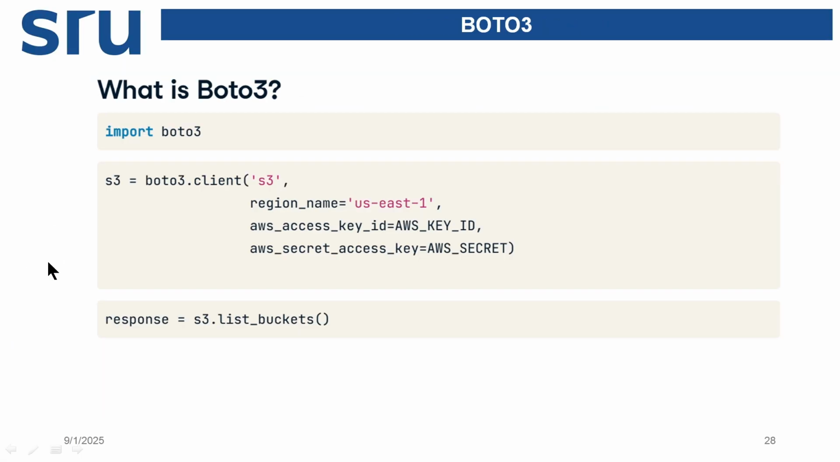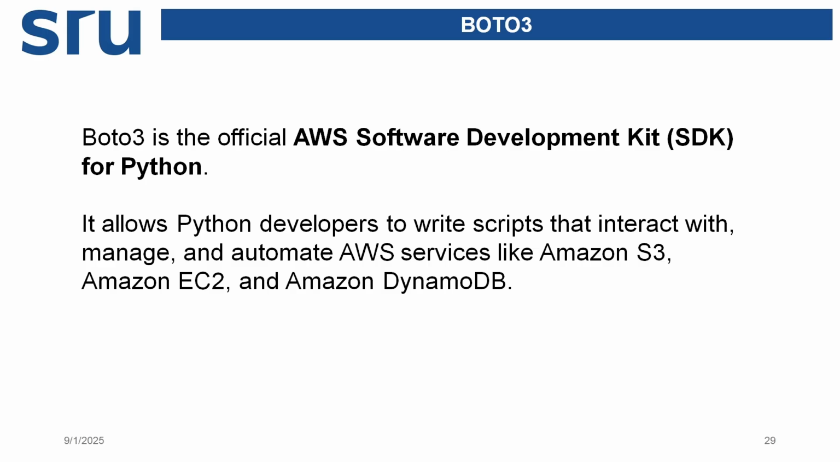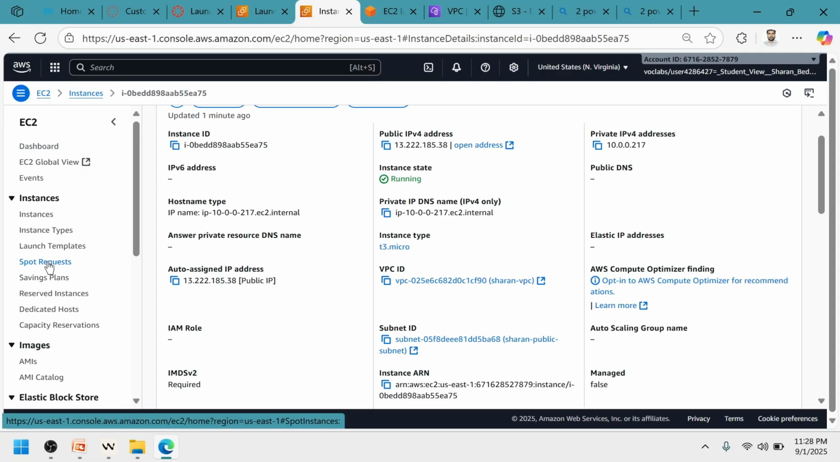Now next, another agenda of today's topic is what is Boto3. What do we mean by that? It is a Python software development kit. Whatever we have been observing till now is the Amazon AWS console, a graphical user interface. We are communicating with AWS so that we can create and configure our resources.